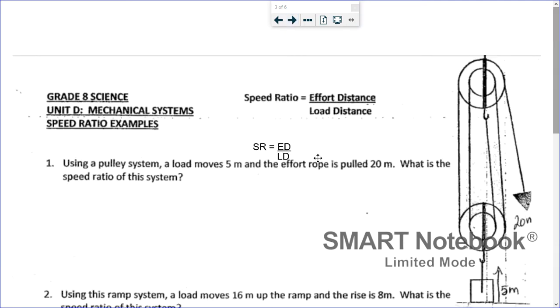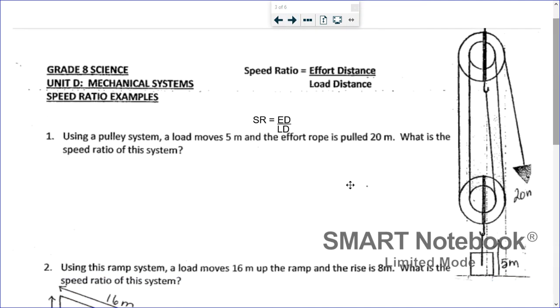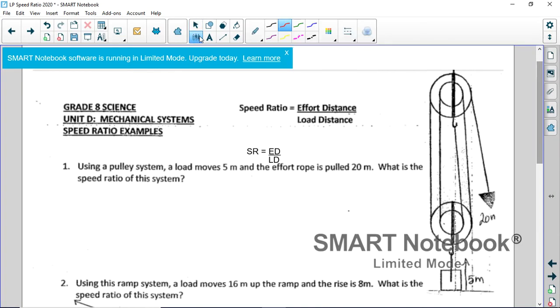Okay, so we're going to do some examples on how to calculate speed ratio. Speed ratio is going to be equal to effort distance divided by load distance. Just get a pen out.